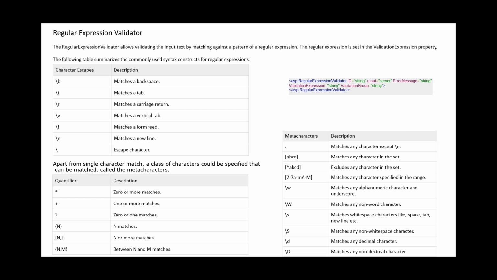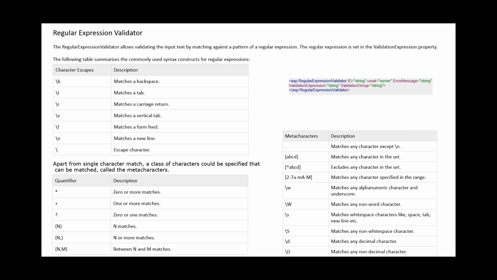And some quantifiers are there. Star means everything, plus means one or more matches, question mark means zero or one match, in curly brackets n means a number, n comma means n or more matches, n,m means between n and m. Dot matches any character except new line. [abcd] matches any character in the set, means you can enter a or b or c or d. The caret [^abcd] excludes any character in the set, just like a negation. Another one is [2-7a-mA-M]: 2 to 7 means any number, and a to m means small letters a to m and capital letters A to M, means anything in that range can come.